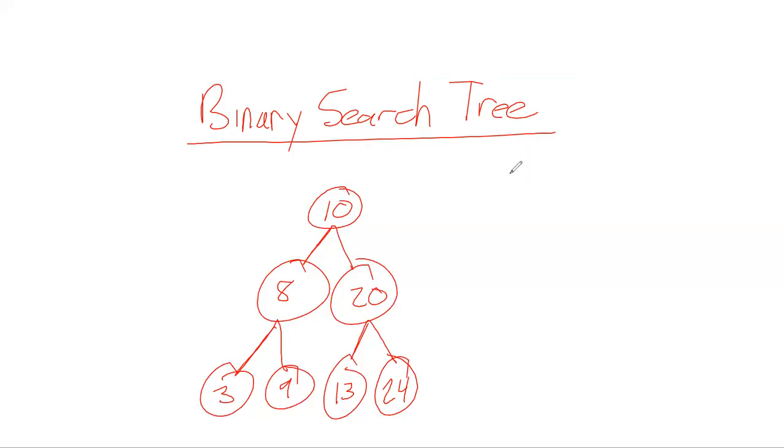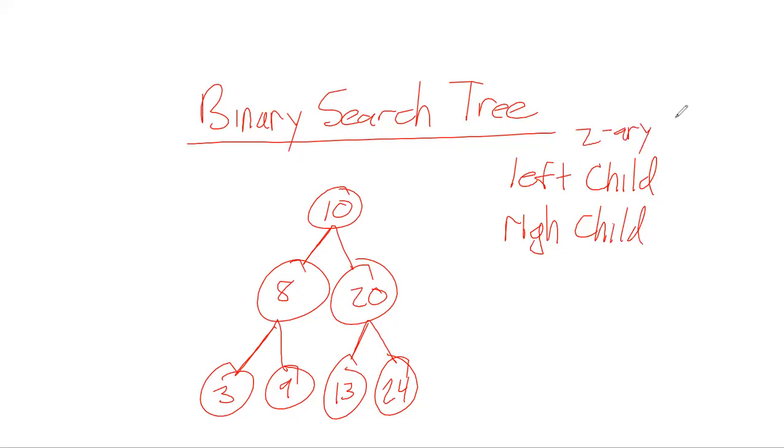First, let's refer to these nodes. Let's give them names. In a binary tree, since we know there's going to be at most two children, they're generally given names: a left child and a right child. Of course, this is going to be true for all two-ary trees. We'll use this nomenclature because it'll help us describe how we're using this binary search tree. So this child here is considered the left child, and then this 20 is considered the right child of 10.